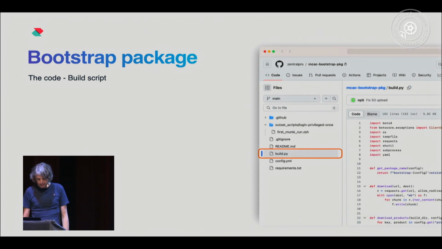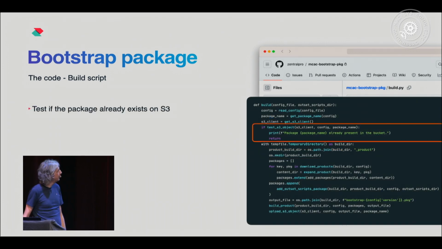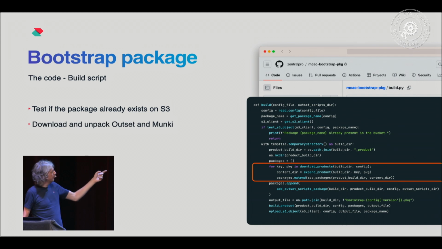Then there is a build script. I'm familiar with Python, so we decided to build it using Python. Here is an overview of the main key things. The packages are going to be pushed to an S3 repository. So first we check if the package already exists. If it doesn't exist, we move on.